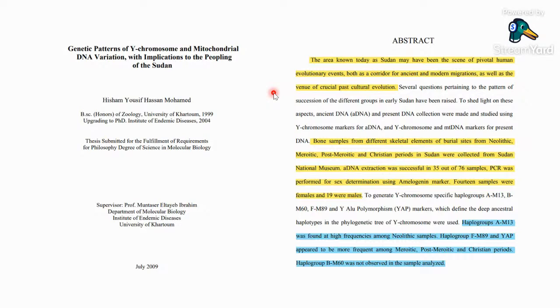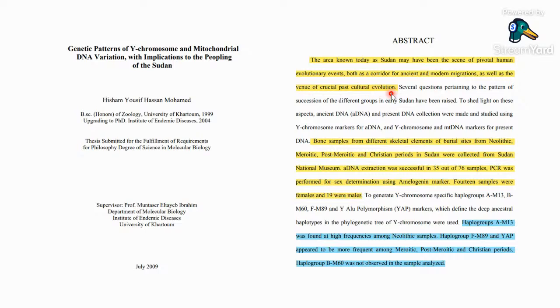All right, so let's read the abstract before we get into this article, or this journal, rather. It's really like a book. It's about 300 pages. You should really read it if you have the time. But it says the area known today as Sudan, we know Sudan to be ancient Nubia or Kush, may have been the scene of pivotal human evolutionary events, both as a corridor for ancient and modern migrations, as well as the venue of crucial past cultural evolution.